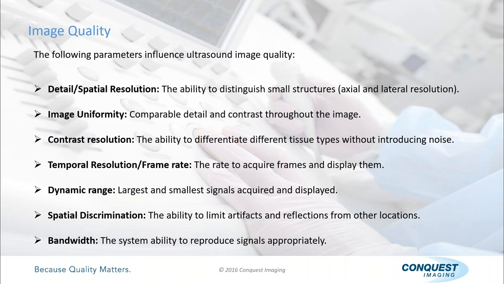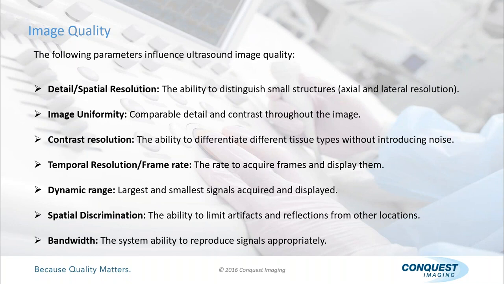Detail and spatial resolution is the ability to distinguish small structures, and it goes on both axially and laterally. Again, on the next slide, we'll start defining axial and lateral, so we're getting there. But they're very small objects that are close together, and it's whether we have the ability to determine that they're two objects or if they blur together into one. So that's really what we're talking about.